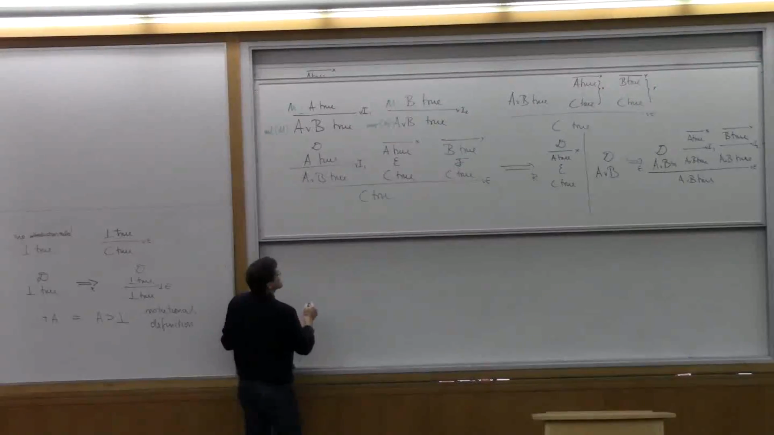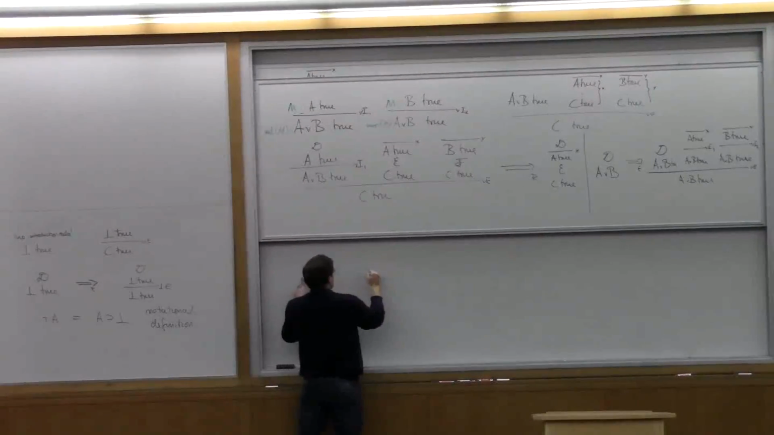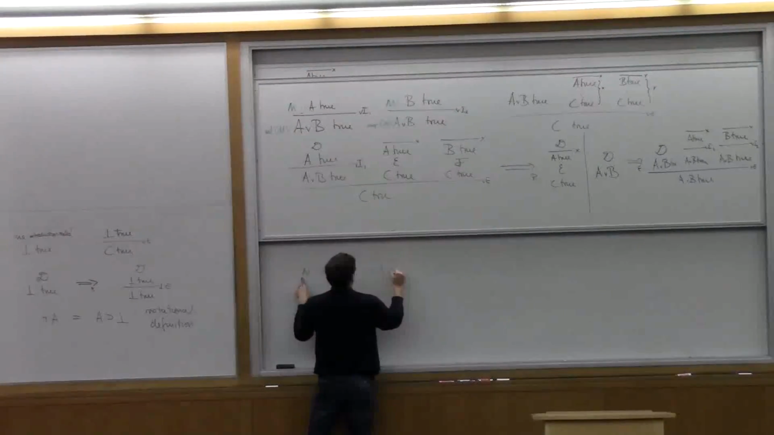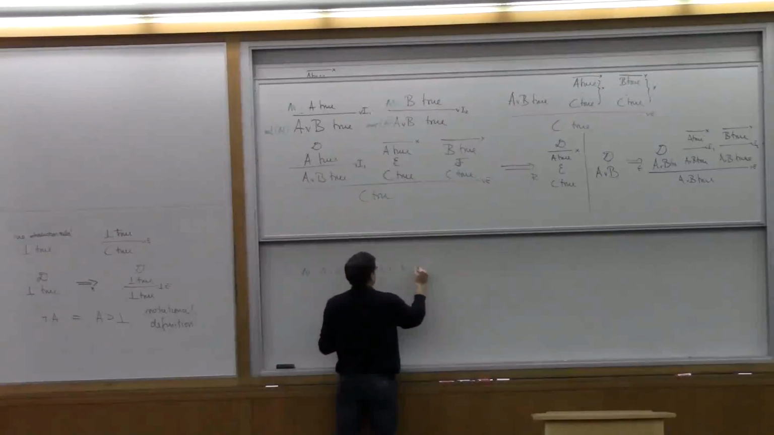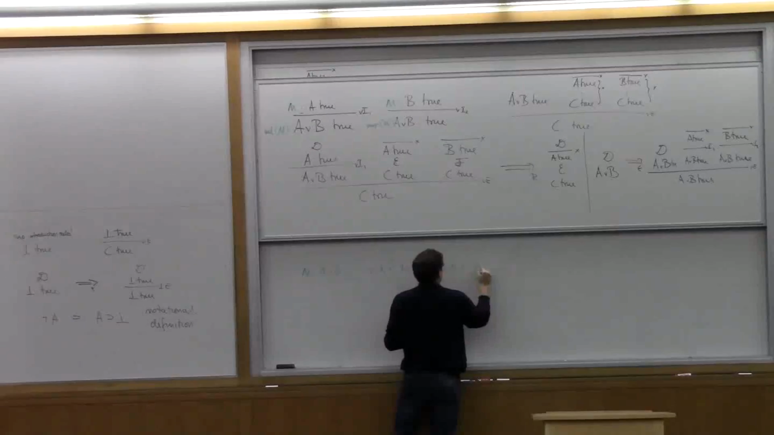And then for the elimination rule, it looks like this. If M is of A or B, then X colon A, N has type C, and X colon A, P has type C.